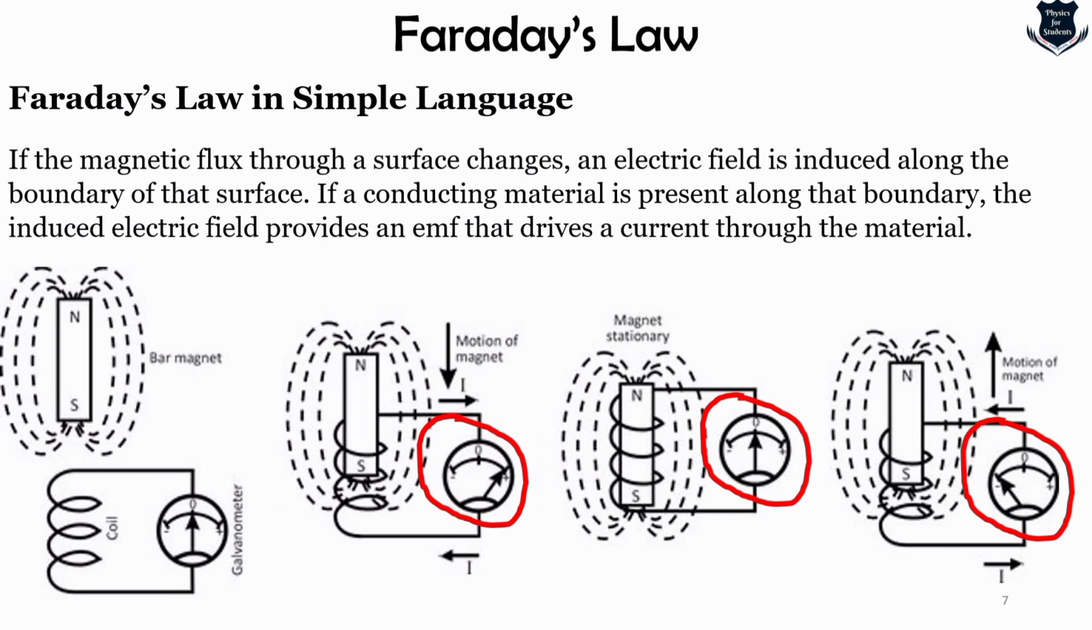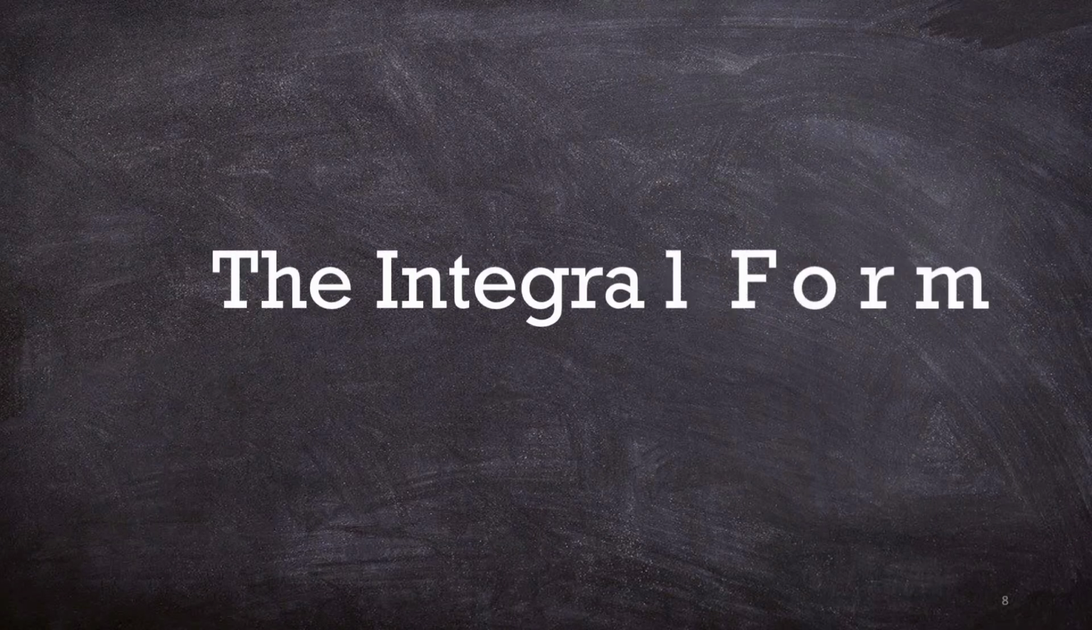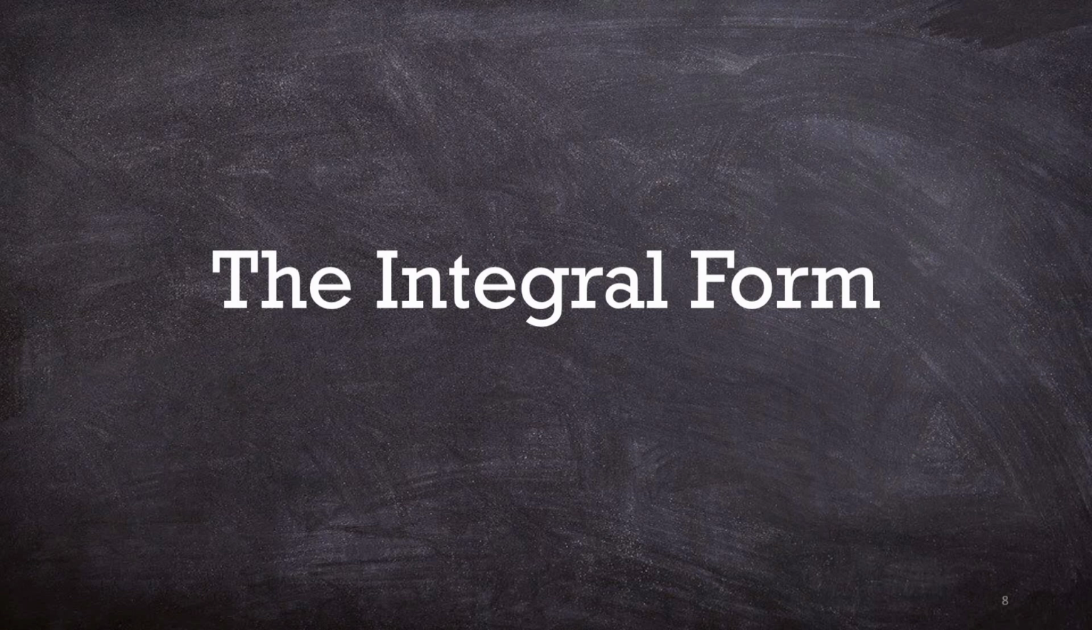So this is just to show you that in Faraday's law, in simple language, an electric field is induced along the boundary of that surface, and if a conductive material is present along that boundary, the induced electric field provides an electromotive force.